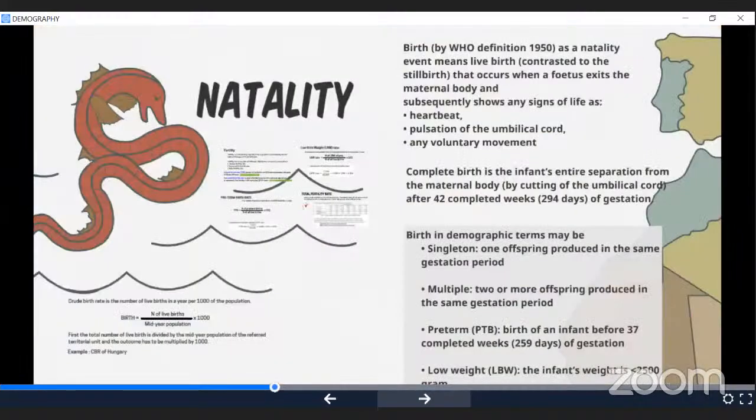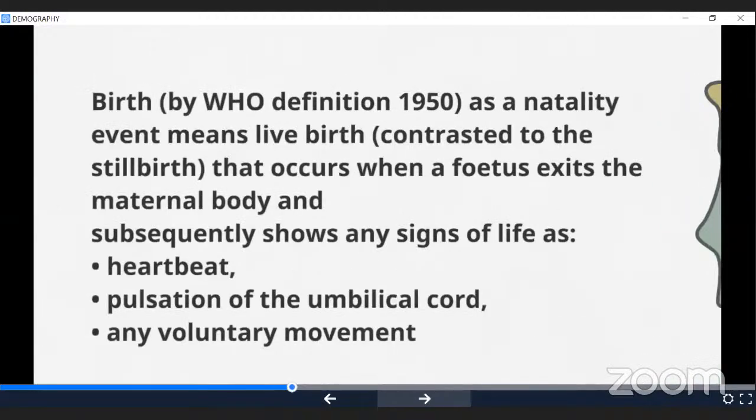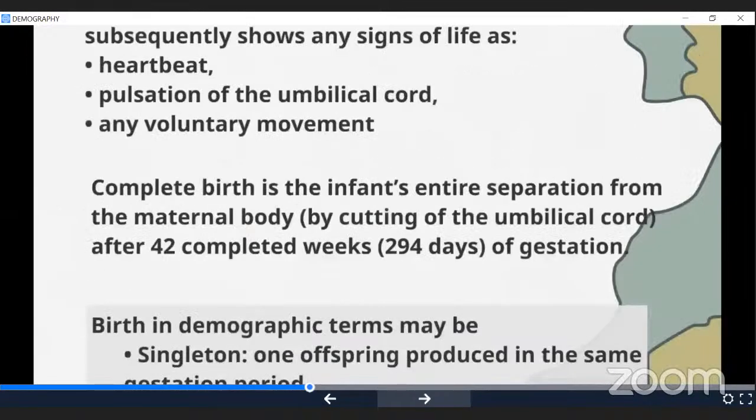So this is your birth rate. Live birth means that a fetus exists in the maternal body and eventually has a heartbeat, has pulsation, and has movement. Complete birth is the infant's entire separation from the maternal body of the cord after 42 completed weeks.